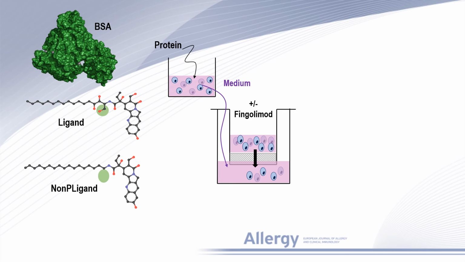Given the mimicking properties of the LTP ligand to sphingosine 1-phosphate, we sought to analyze its capability to promote leukocyte migration. So, we incubated cells with VSA ligand or VSA non-P ligand, and the resultant media was used to analyze THP1 migration in the presence or absence of fingolimod, a well-known sphingosine 1 receptor inhibitor.